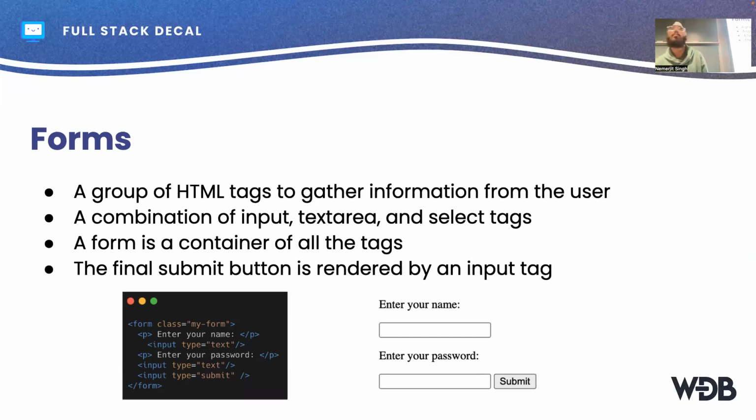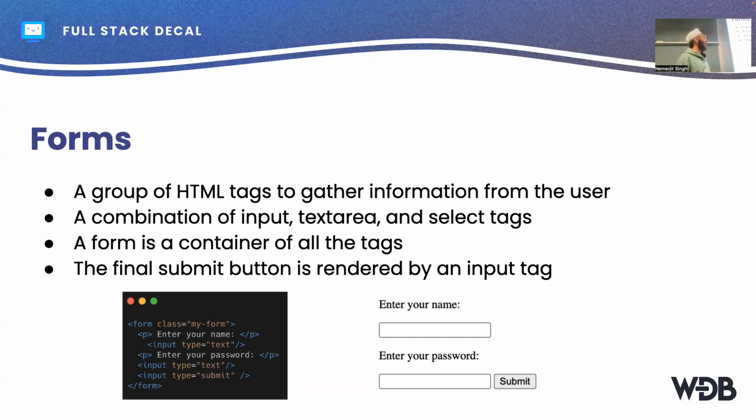So in this form, you'd usually put inputs. You can put inputs, you can put paragraphs. In this example, this guy put paragraphs to symbolize what you'd put in the form fields. So in this case, he wants you to put your name. You put the paragraph title with it, enter your name, and then you put the input with whatever text you want to put in. So you'll put input type equals text so that users can type their name in. A form is just a container.